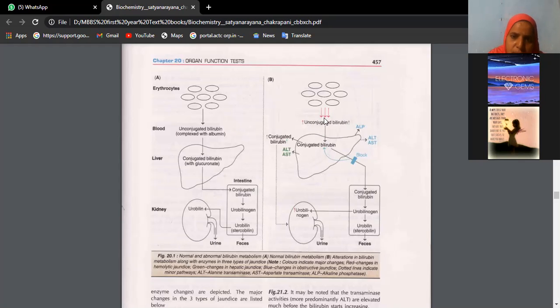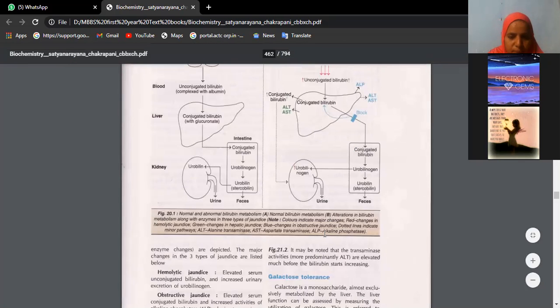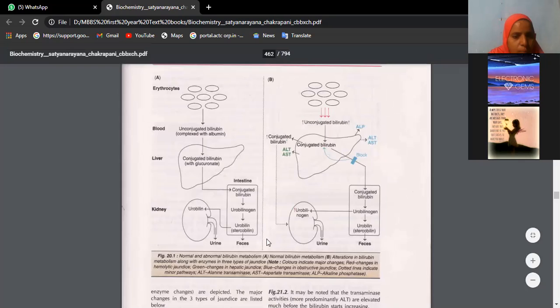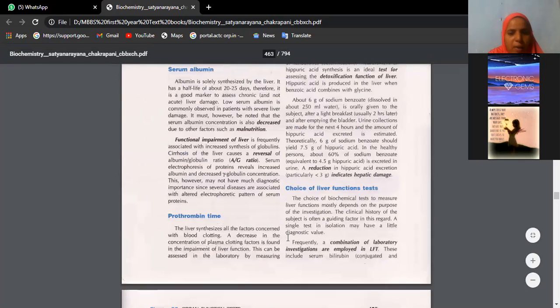So here, see RBCs. Here it can be increased unconjugated bilirubin. What are the enzymes which are increased? Everything is given here. Just go through it. So that is all about the different types of jaundice, and a lot of information is given.